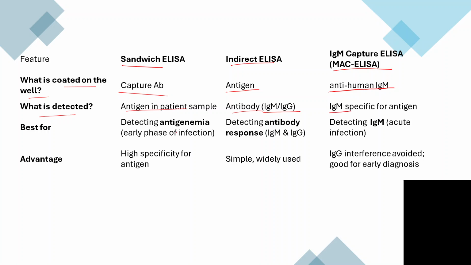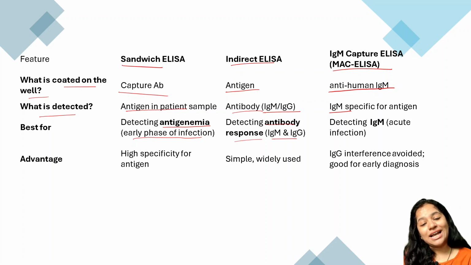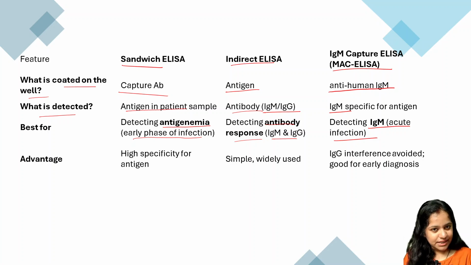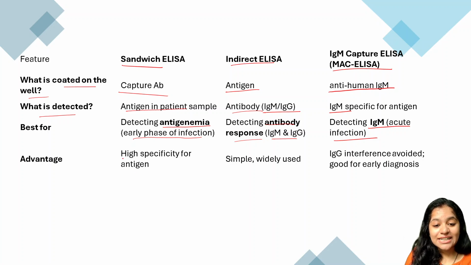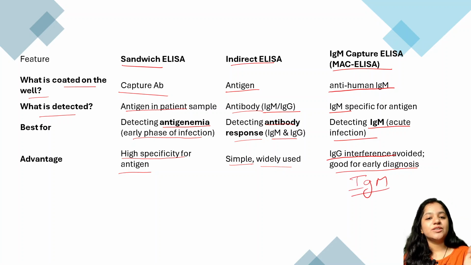Sandwich ELISA is best for detecting antigenemia, the presence of antigen in the early phase of infection. In indirect ELISA, we are detecting antibody response, both IgM and IgG. In MAC-ELISA, we are detecting IgM in the acute phase of infection. Clear? Advantage: sandwich ELISA has high specificity for detecting antigen. Indirect ELISA is simple and widely used, whereas in MAC-ELISA we don't have IgG interference at all. So it is good for early diagnosis by detecting IgM in the acute phase of infection.